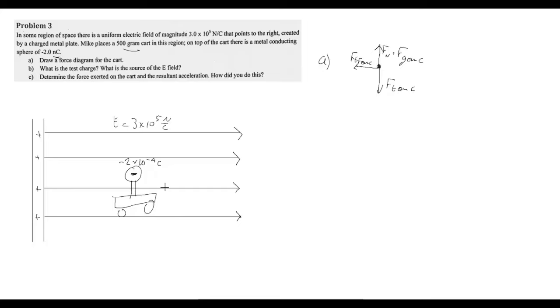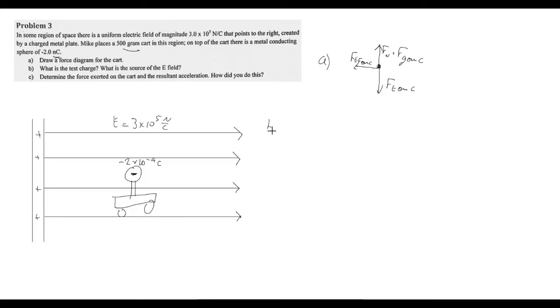So an important thing to remember is that E field lines only point in the direction that a positive charge would feel a force, right? So a negative charge experiences a force opposite in the direction of the E field lines. Very important to remember. So that is why this force is to the left. We'll notice that there's only going to be an acceleration in the x direction because that is the only direction in which there is an unbalanced force.